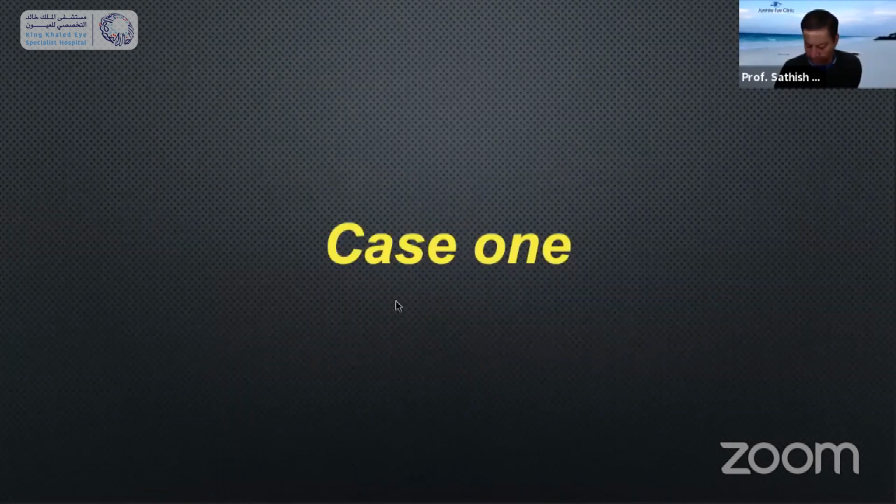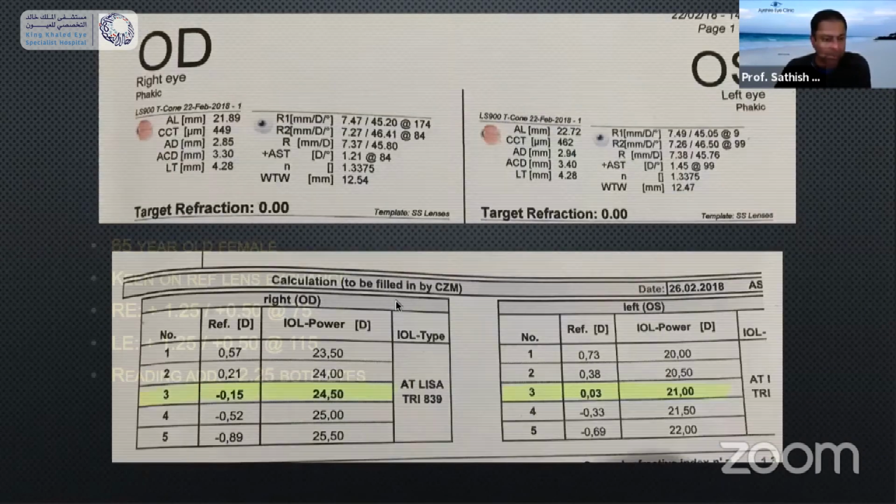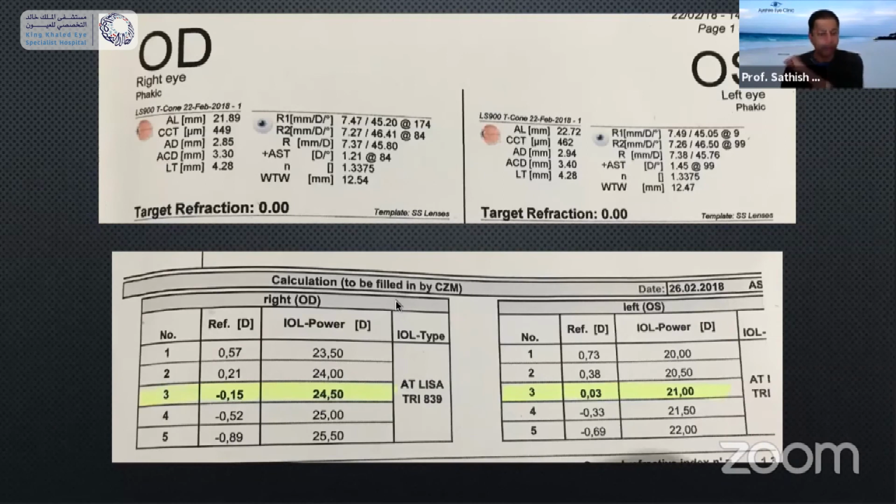I'm just going to end this presentation with one case report. This is a patient of mine, a 65-year-old female who was interested in refractive lens exchange. That was the preoperative refractive error. She was mildly hyperopic with presbyopia. Those are the preoperative measurements, where you can see the axial length on the LENSTAR of the right eye and the left eye. And that's the calculated trifocal intraocular lenses.